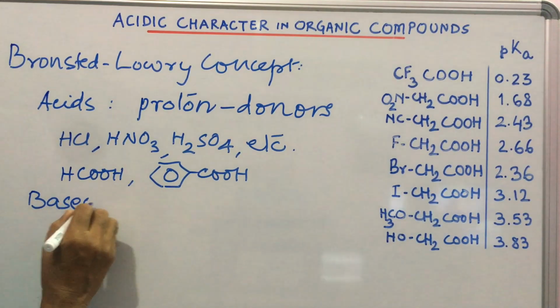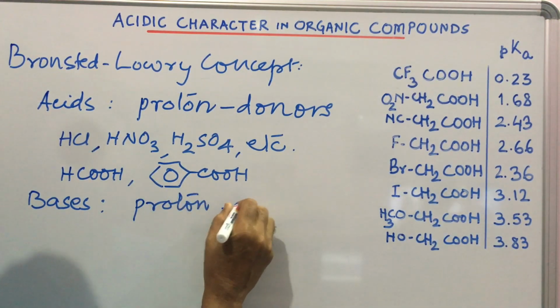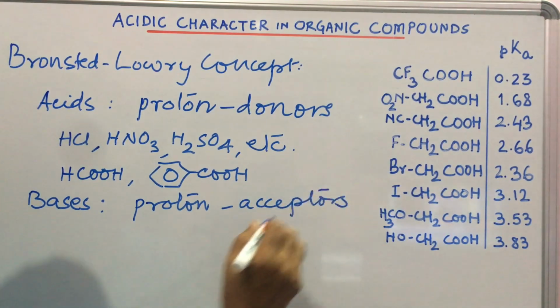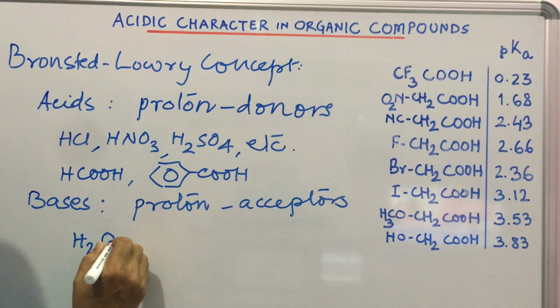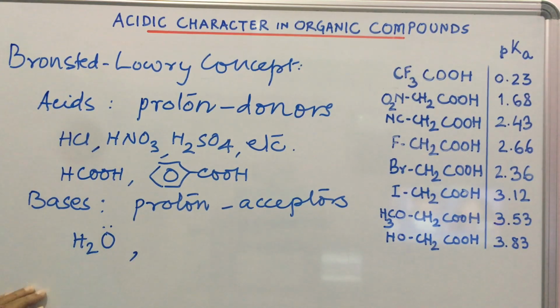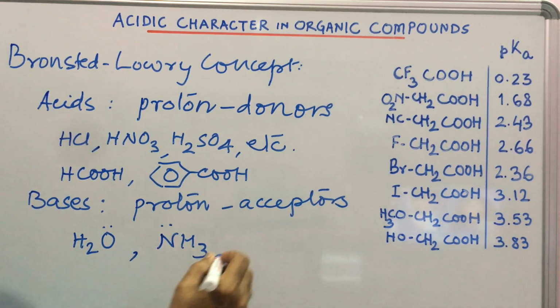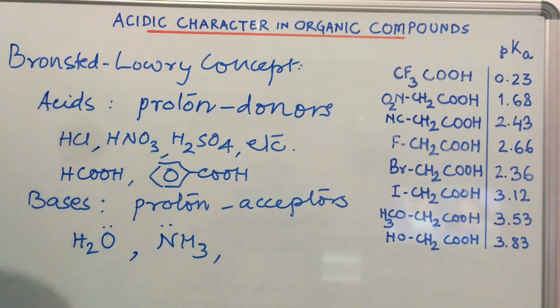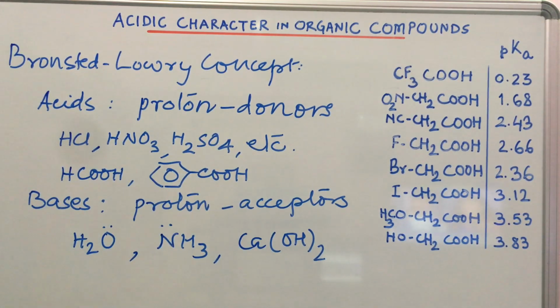They all have capacity to lose proton. Bases are those which are proton acceptors. Like H2O, they all have electron pairs here, ammonia, and other compounds having hydroxy groups like calcium hydroxide, barium hydroxide, etc. These OH ions, ammonia, water, all can accept protons. So, in broad, these can be distinguished by proton accepting or donating capacity.